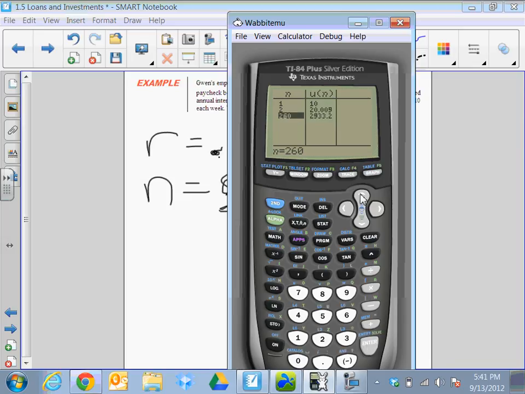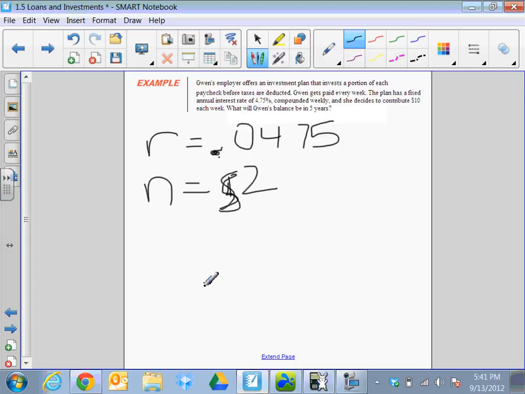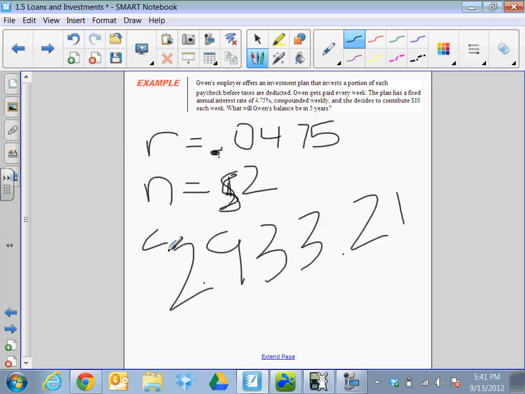$2,933. If you want the exact change, put your cursor right over top of it, and it'll tell you that it's $2,933.21. That's how much Gwen would have in her investment just by putting away $10 per week for 5 years.